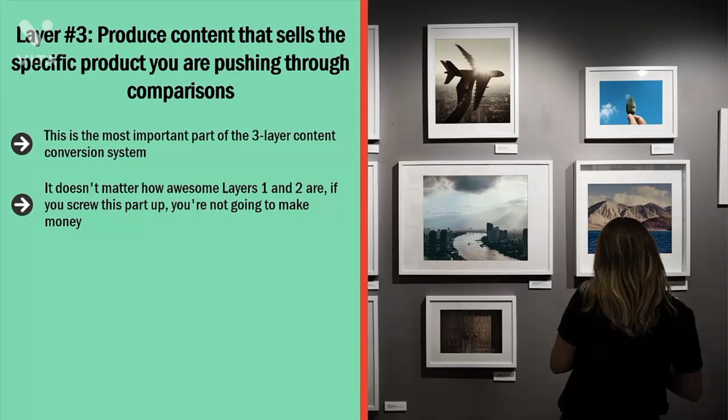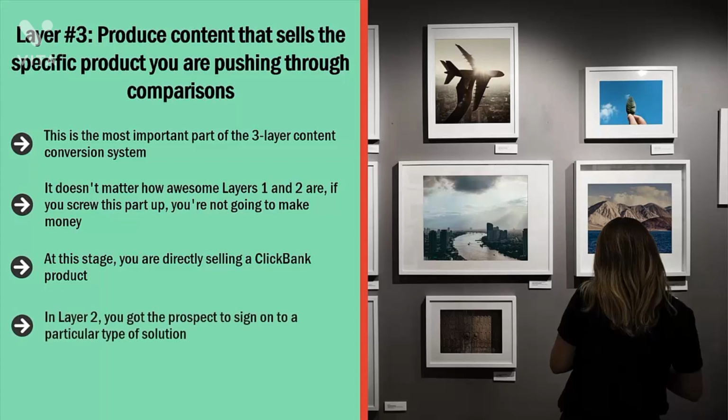Seriously, this is where you drop your ClickBank product affiliate link. At this stage, you are directly selling a ClickBank product. Now, what makes this very effective is that you're not blatant about it. In layer 2, you got the prospect to sign on to a particular type of solution. They're not going to click through to layer 3 if they do not agree with you that a certain category of options is the best for them. They would stay on layer 2 and move on.